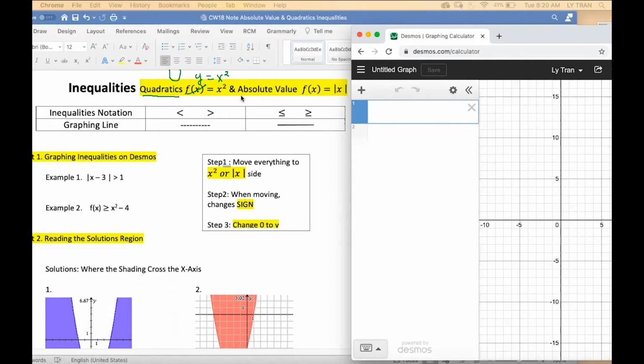And then we also do absolute value. We see f of x, this is nothing but just y again. And the shape for this one is going to be a letter V, looks like a V shape.